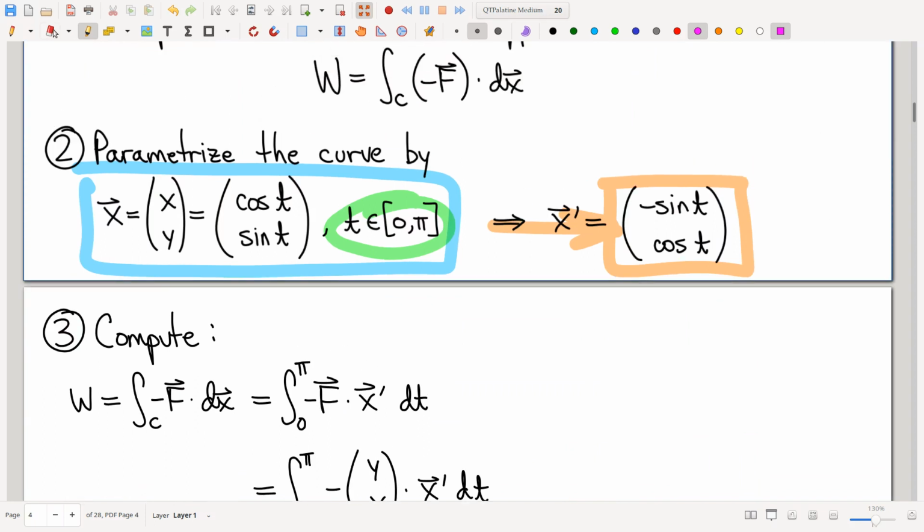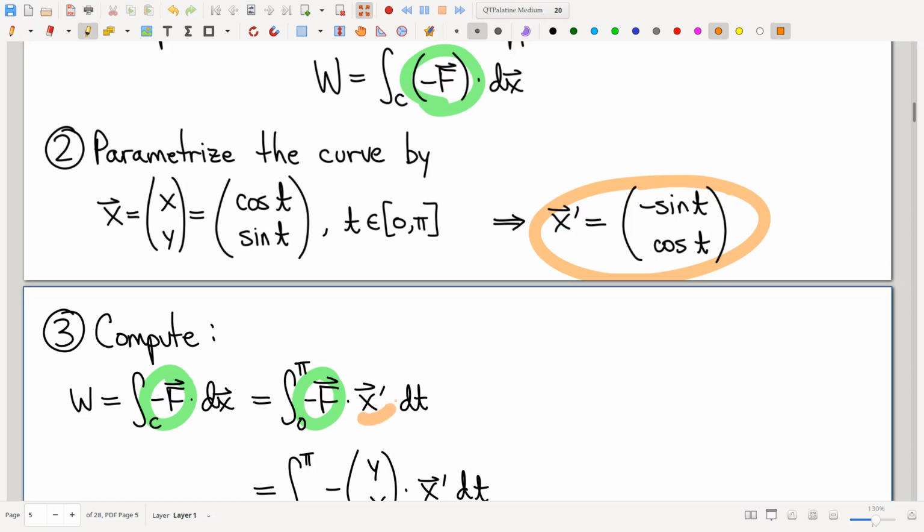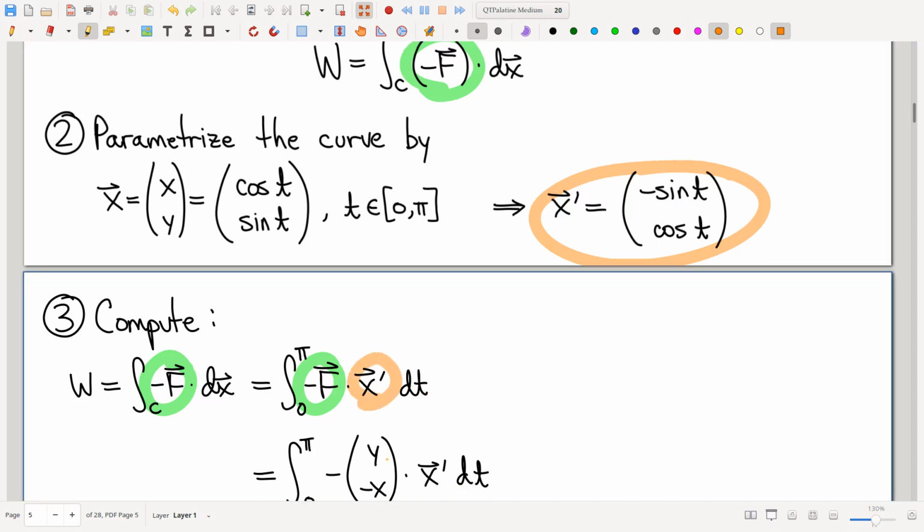Okay. My force dot my velocity dt. T goes from 0 to pi, so my bounds are 0 to pi. Just plug it into the formula. Is that cool? Okay. Alrighty.